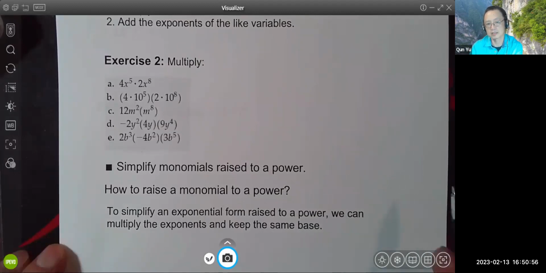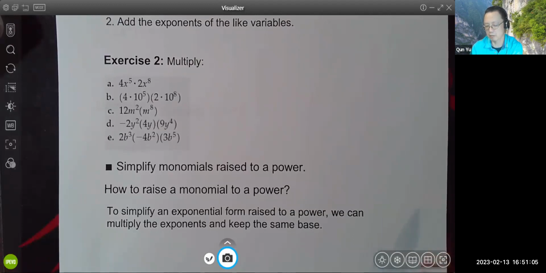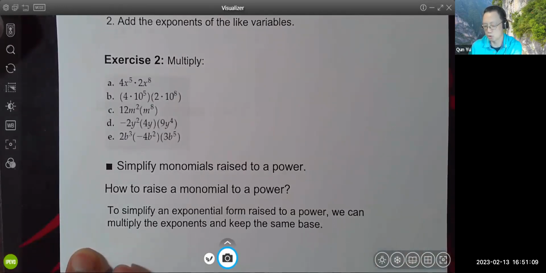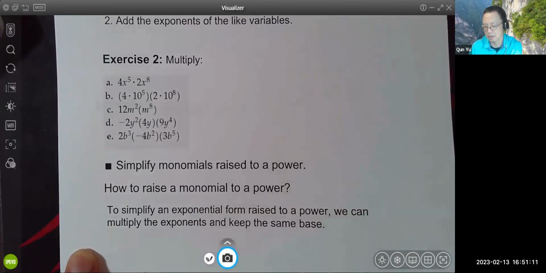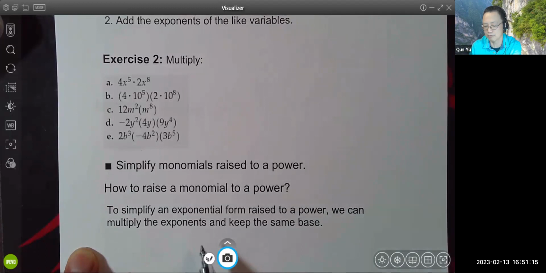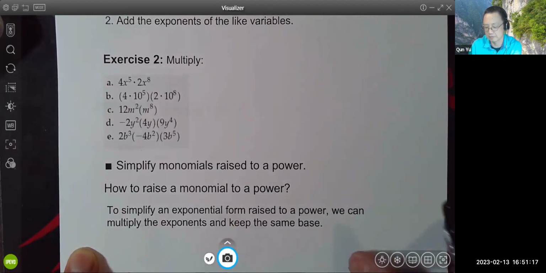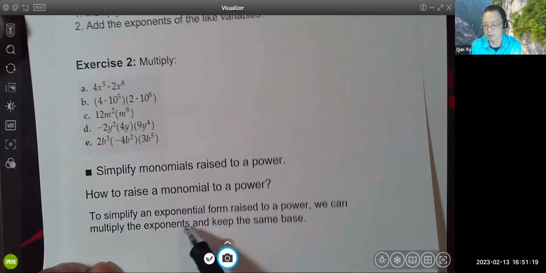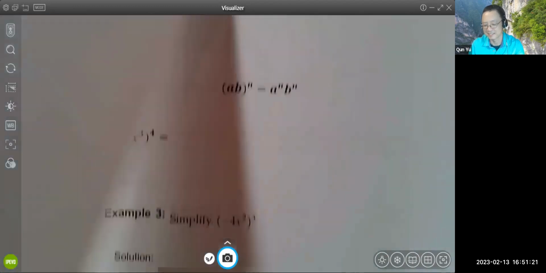Our next topic is to simplify monomials raised to a power. In other words, how we simplify a monomial raised to a power. So basically, you're going to use our next figure. Let's look at the formula directly. It's much easier to look at the formula than read this. This is just a description of the formula, by the way.